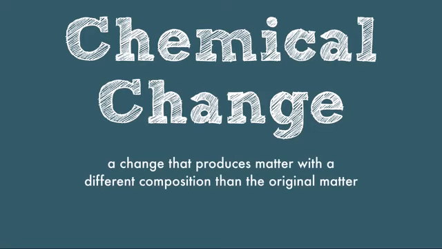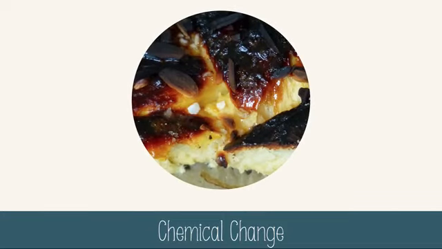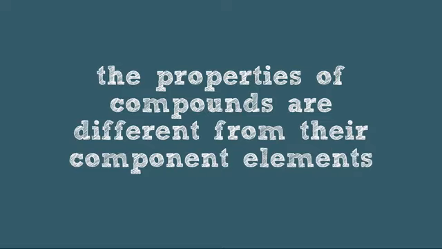The atoms get rearranged. For example, the sugar in this bread was burned, which caused a chemical change that broke the sugar down into black carbon and water. The sugar started white and sweet and broke down into this unsweet carbon and tasteless water vapor. This helps us to see that the properties of compounds are different from their component elements.